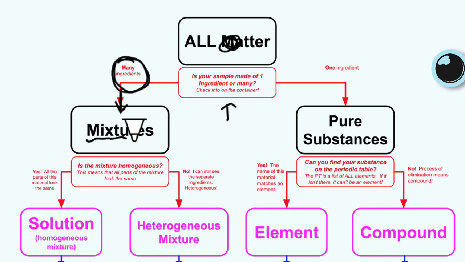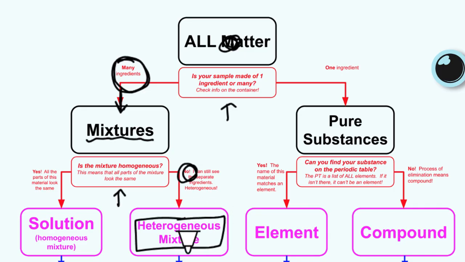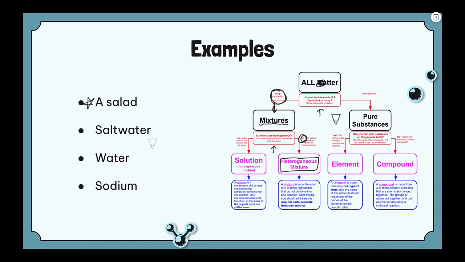Now that we know that we're dealing with a mixture, we go here to our second question. Is the mixture homogeneous? If it is, that would mean every single part of the salad looks identical to every other part of the salad. No salad looks like that. Your salad's got lettuce and tomatoes and all those different ingredients. The clear answer here is that no, my salad has all different parts, meaning my salad must be a heterogeneous mixture, or you could simply use the word mixture.